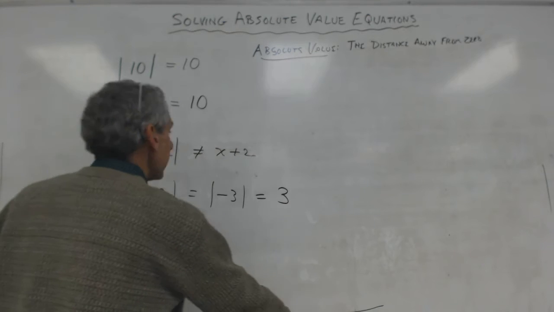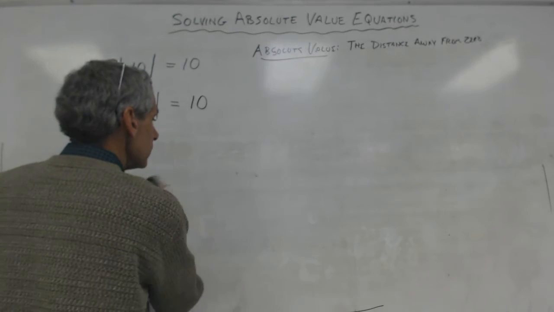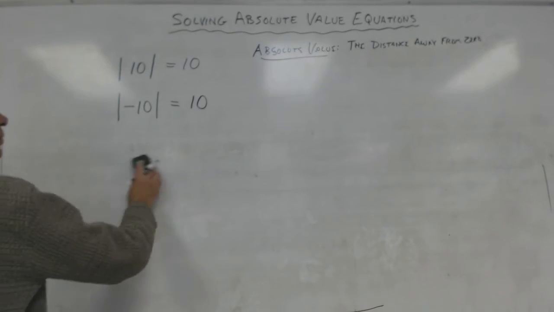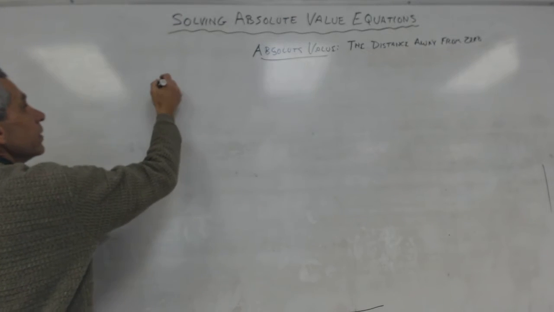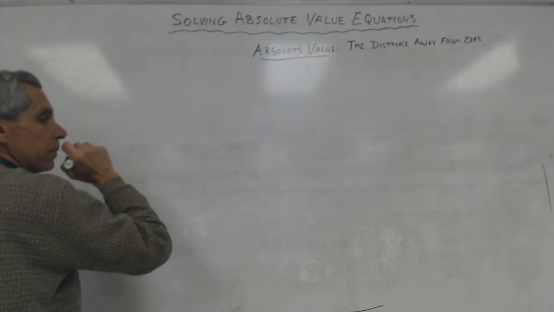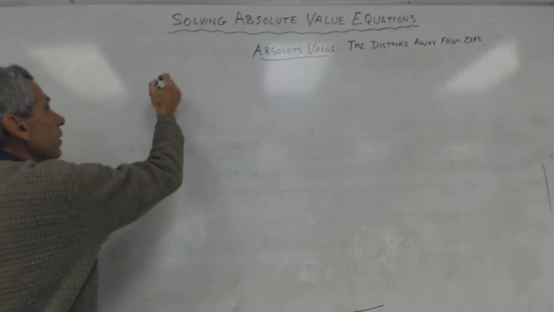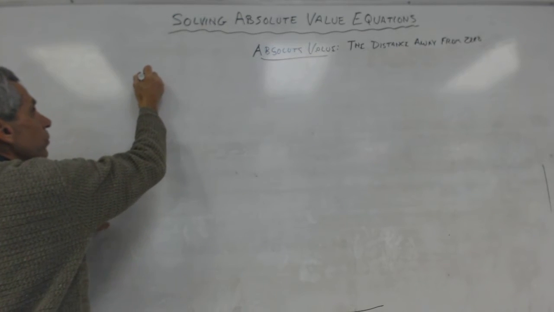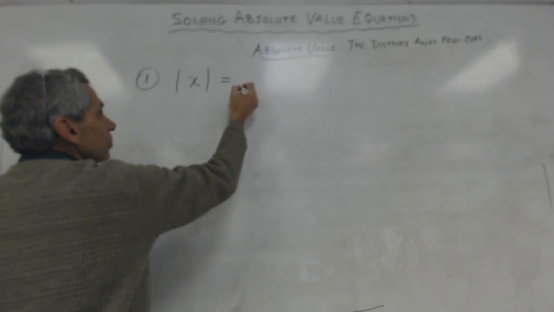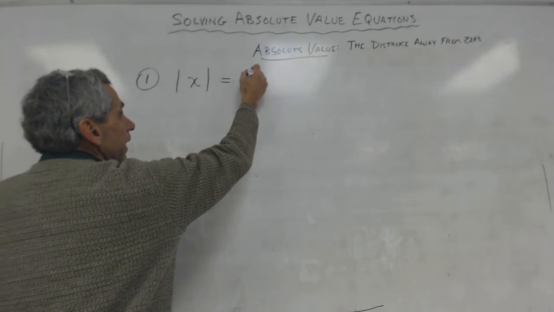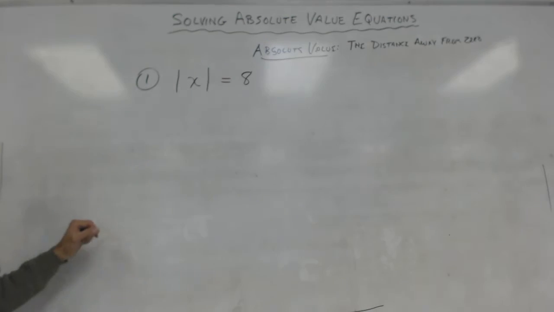Yeah. So, all right. So now we're going to talk about actually solving an equation. So what if I did this? What if I said the absolute value, okay, here's our first one. Absolute value of x is equal to 8. Okay? Wouldn't it just be 8?